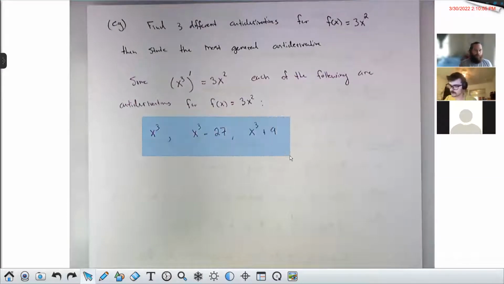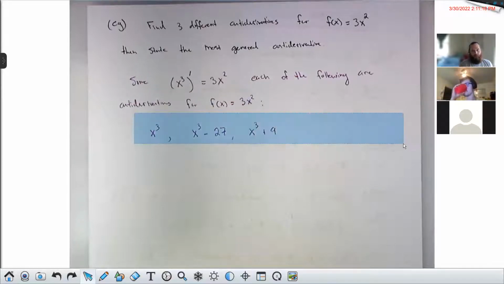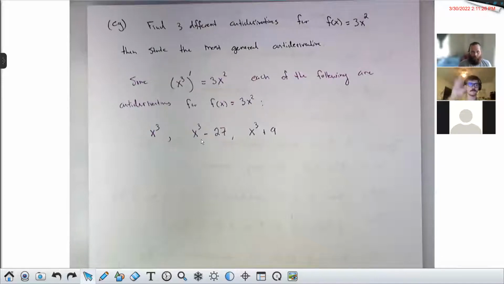All of these are antiderivatives for 3x squared. If you differentiate x cubed, you get 3x squared. If you differentiate x cubed minus 27, you get 3x squared. If you differentiate x cubed plus 9, you get 3x squared. And I could list more and more of these just by adding or subtracting some other constant after the x cubed. It's the x cubed that is the important part here, right?